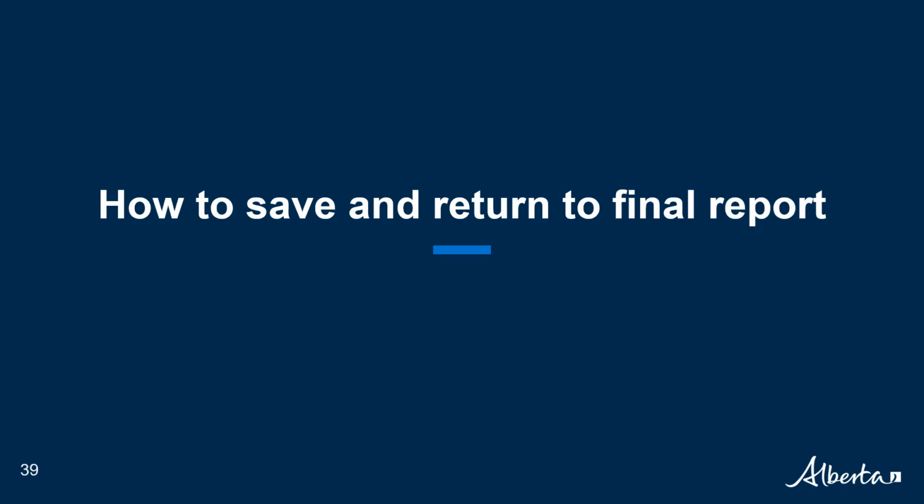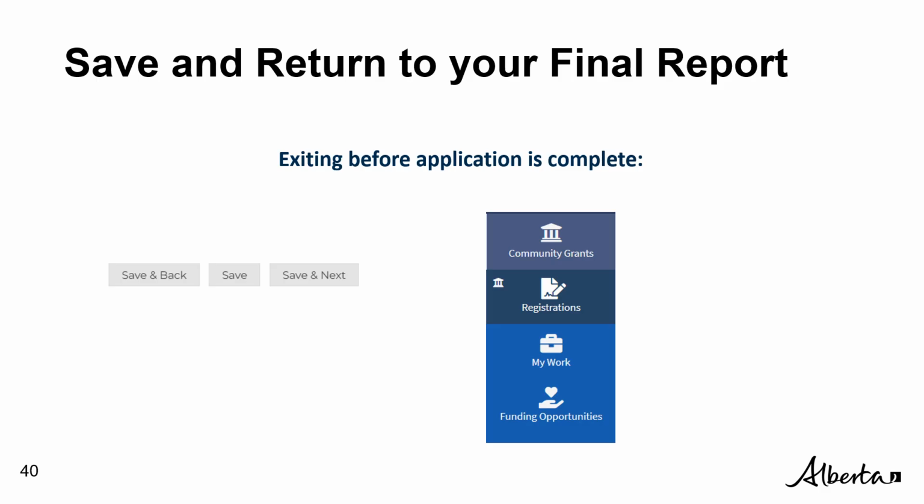Next, we will show you how you can save and return back to a final report. If you need to exit the final report before you are ready to submit, you can scroll down and click Save to save your progress. Then use the left-hand side menu to navigate back to the home screen by selecting My Work, or navigate back to the applicant page by selecting your organization's name. When you are ready to return to Front Office to complete the final report, log in and click on the My Work page. From there, under Recent Submissions, you can then click on the report that needs completing.